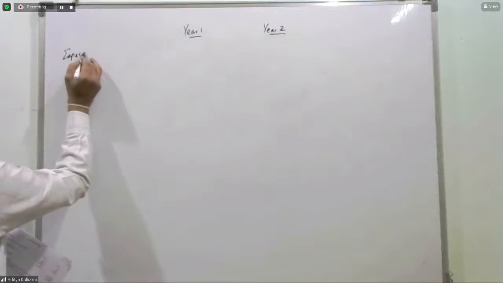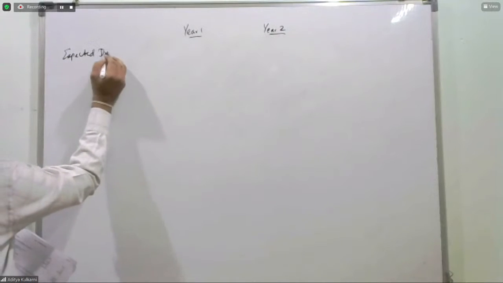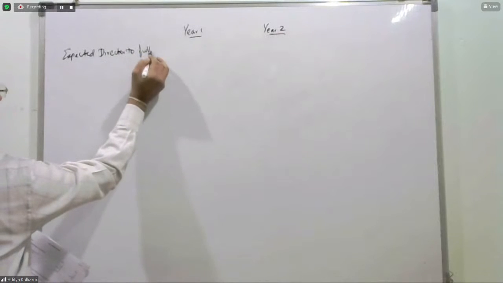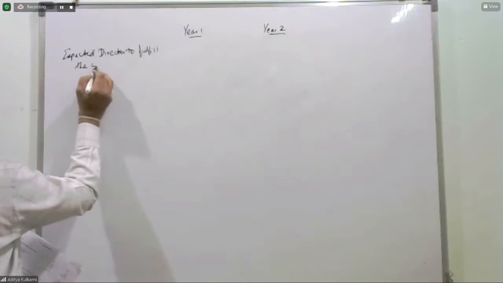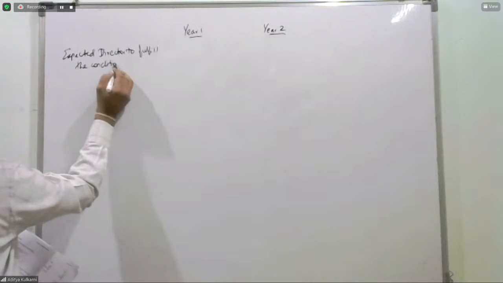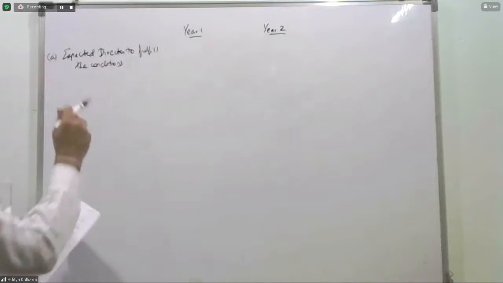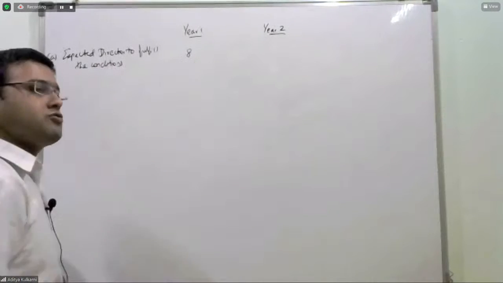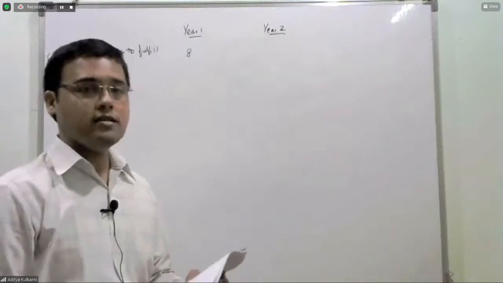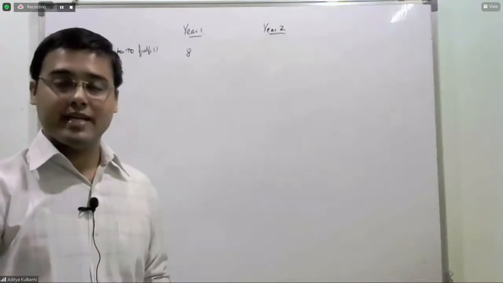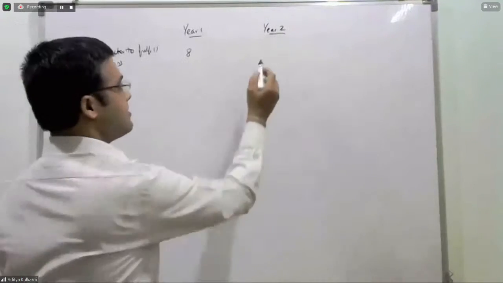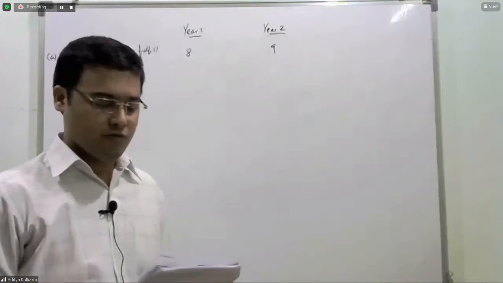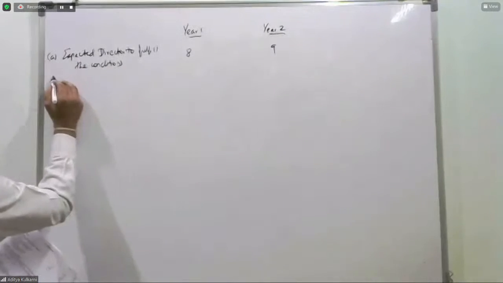Expected directors to fulfill the conditions. How many directors do you expect? Well, in the first year you thought it will be 8. Then you thought that you will cancel. So at the time of cancellation, there were 9 directors who were there. So they would be fulfilling the requirement.